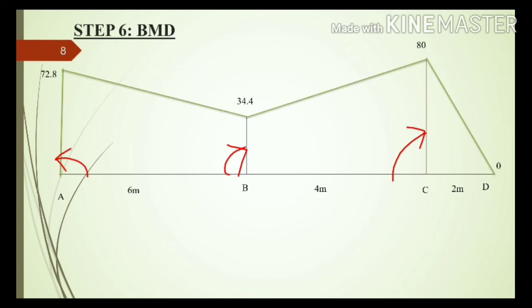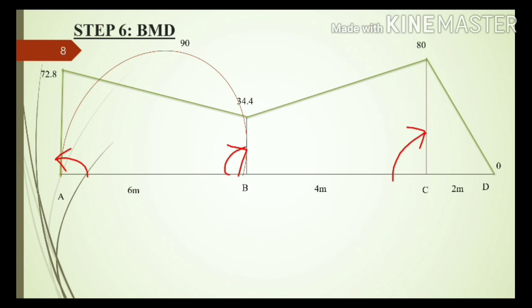This is the moment diagram due to the support moment. Then we have the free moment diagram, that is the span moment diagram due to the external loads acting on the span. Then in span AB we have a UDL acting throughout the span. Due to the UDL, the maximum bending moment value will be WL square by 8 and the maximum ordinate will be at the center of the span. So we get WL square by 8 is equal to 90 kilonewton meter.